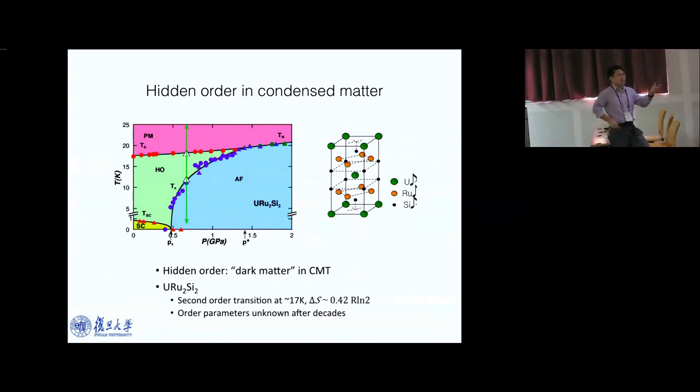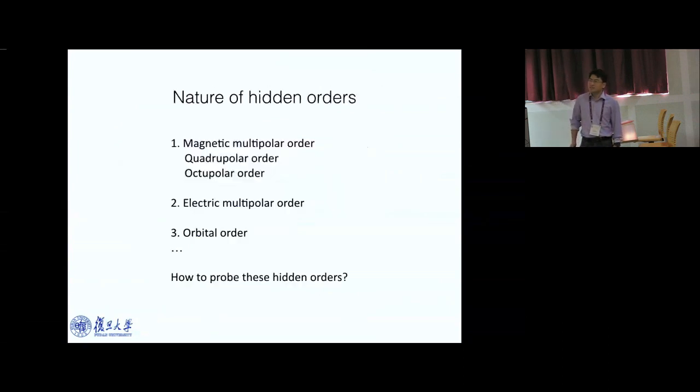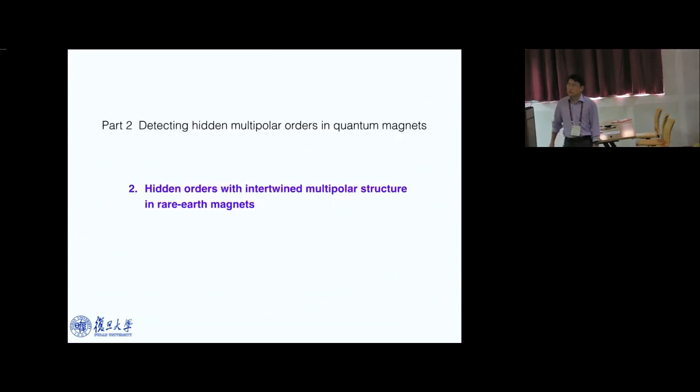In some other parts of the physical hyperspace, once it's ordered, it will impact the electron properties in some indirect way, but we don't know which part of the physical hyperspace is relevant for the development of this order. Yeah, people also call it dark matter in condensed matter, for public advertisement. So there are some candidate natures of hidden orders, such as electron multipolar order and orbital order. The most important question is how to probe these hidden orders, how to reveal them.